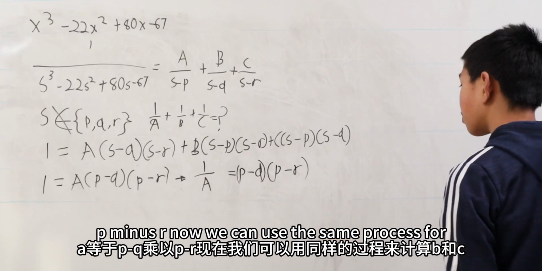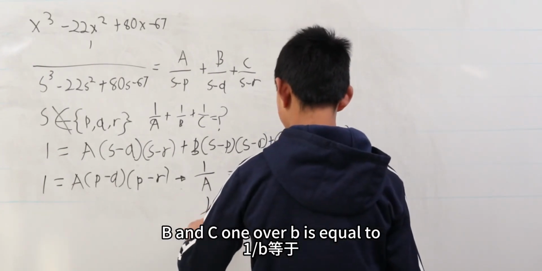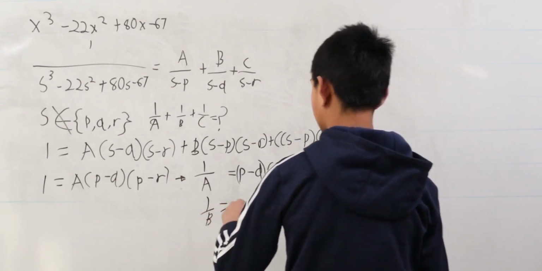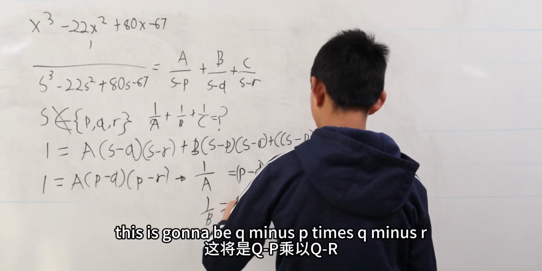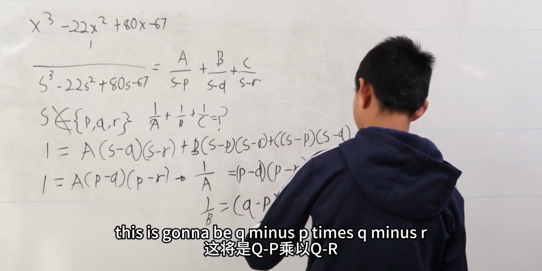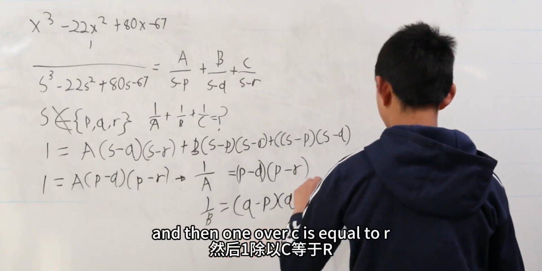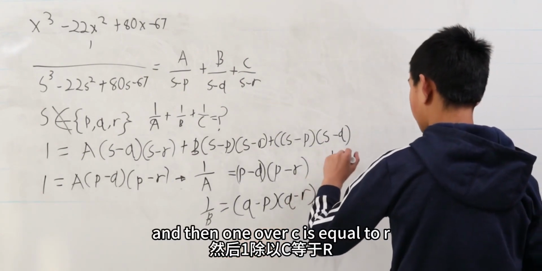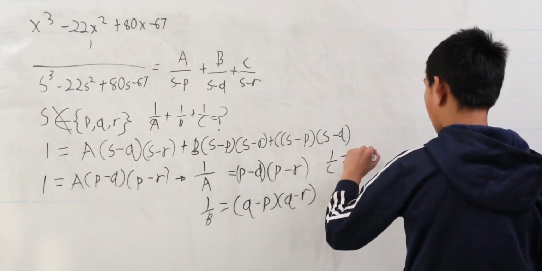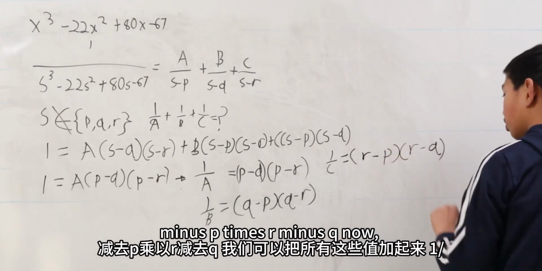Now, we can use the same process for b and c. 1 over b is equal to q minus p times q minus r, and then 1 over c is equal to r minus p times r minus q.